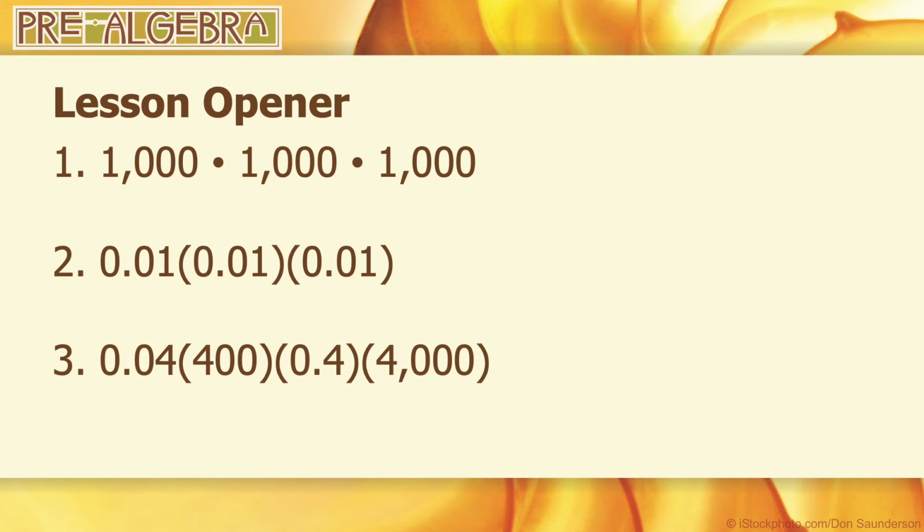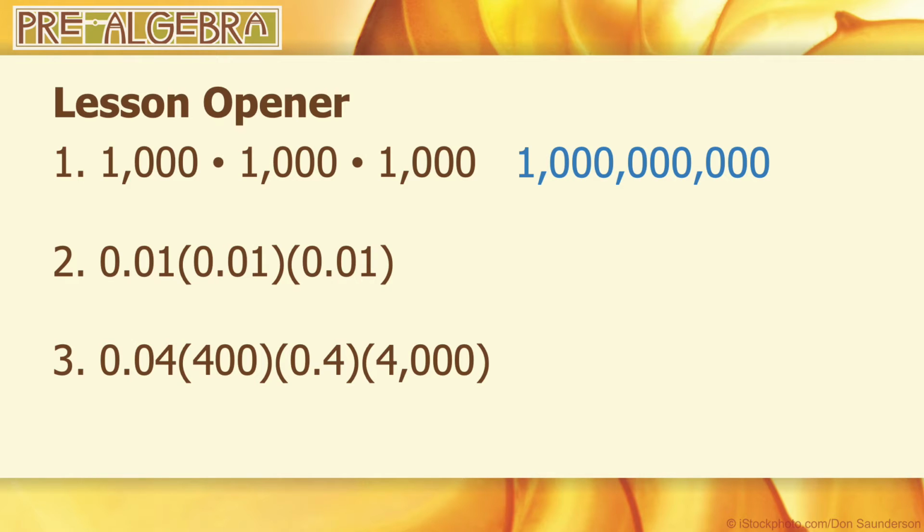Scientific notation is great for instances like these where we are multiplying big numbers. Okay, so let's look at number 1. We have 1,000 times 1,000 times 1,000. All right, so we have 1, 2, 3, 4, 5, 6, and then 9 zeros. So that's a lot of zeros. There we go. We have 1 billion.